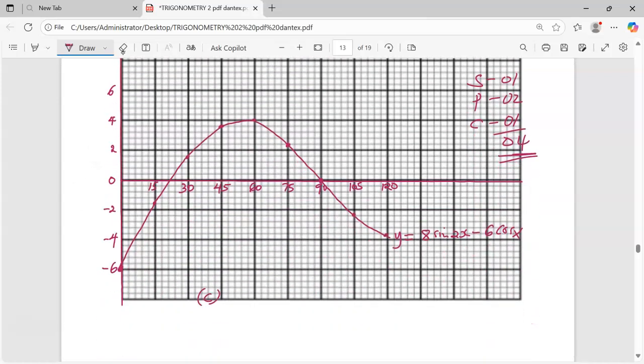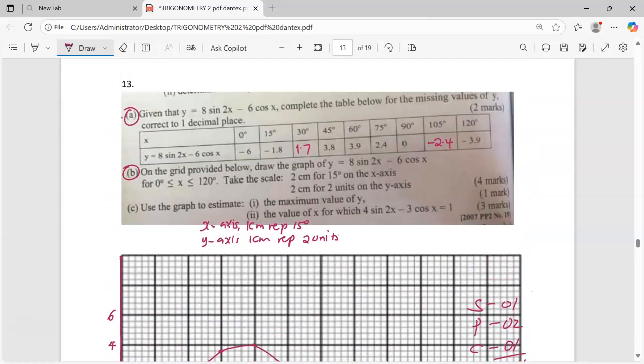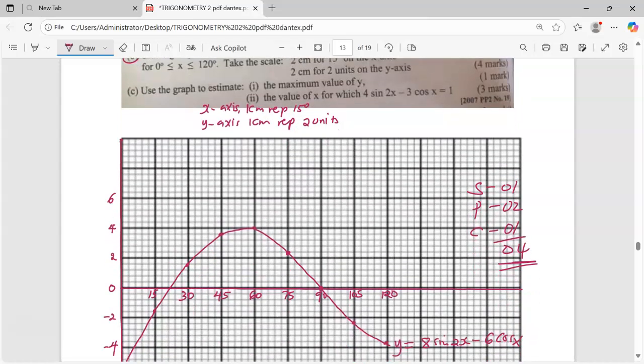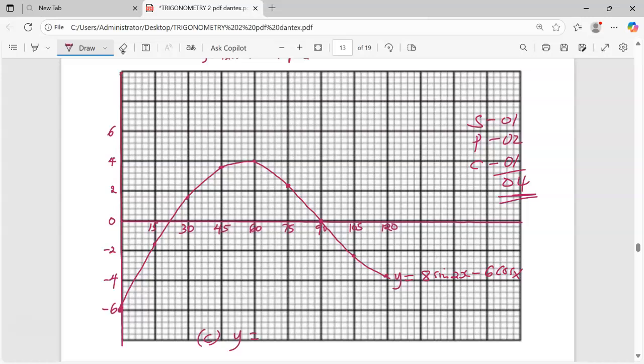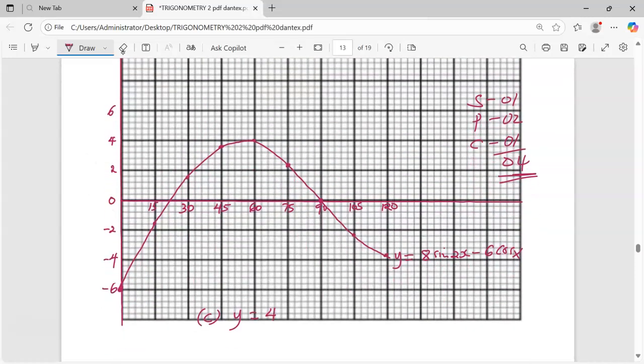C, we need the maximum value of y. And to get the maximum value of y, we can pick it from the graph. We are going to look at the highest point where the graph has touched, and you can see it is at 4, because we cannot mention negative 6, because negative 6 is the minimum. So the maximum value will be 4 units.